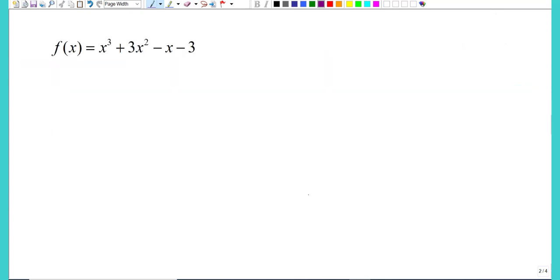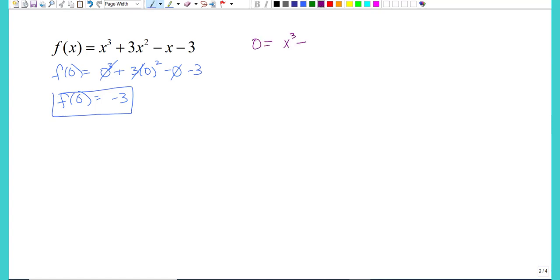Let's practice on this example because it's different. It's not in factored form, but the process is the same. So again, we're going to let x equal 0 to find the y-intercept, and that's pretty easy. We get negative 3. So we know the graph crosses the y-axis at negative 3. But now we have to find the x-intercepts. So I set the function equal to 0.